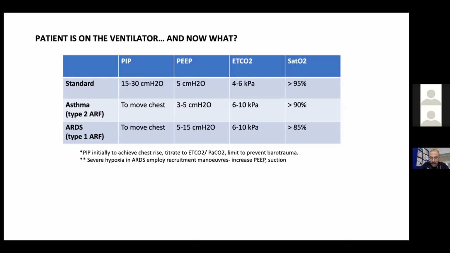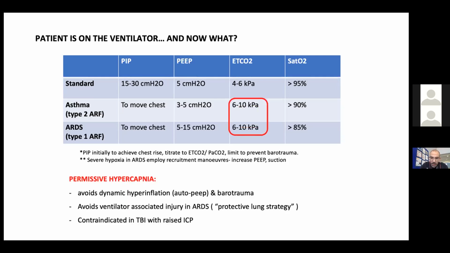and we will aim for saturations above 90%. In ARDS, the typical type 1 respiratory failure, ideally peak pressures to move the chest, usually above 5, well above 5, sometimes even 15 or 20. Again, a permissive hypercapnic approach, okay, higher CO2 and saturation sometimes even lower, like more than 85%. We cannot use this permissive hypercapnic approach in patients with traumatic brain injury. This sort of approach is contraindicated in traumatic brain injury or any patient with raised ICP.